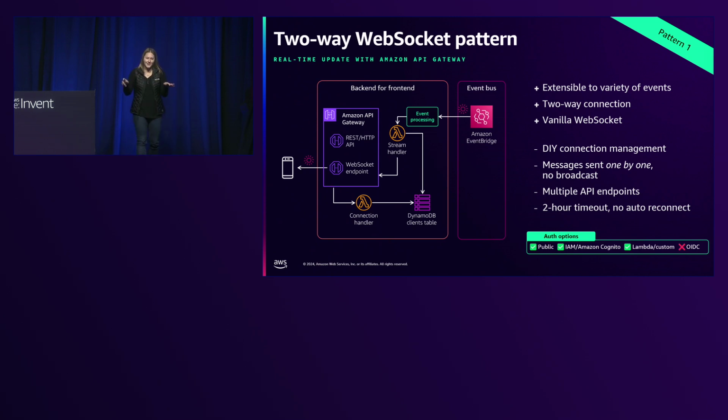For each of these patterns, we're also going to talk about what authorization modes are supported because security is job zero at AWS. For API Gateway WebSocket APIs, we support IAM and Amazon Cognito identity authorization, and Lambda for any type of custom auth that you need.